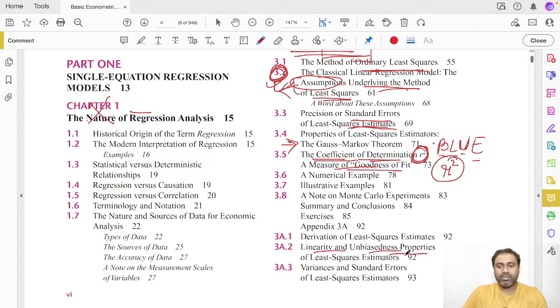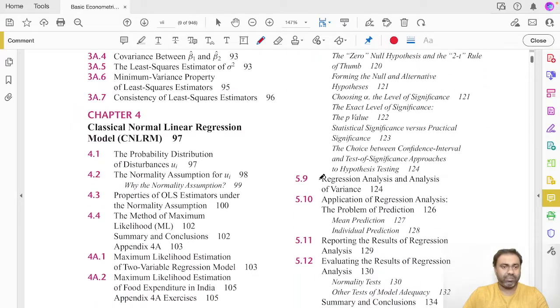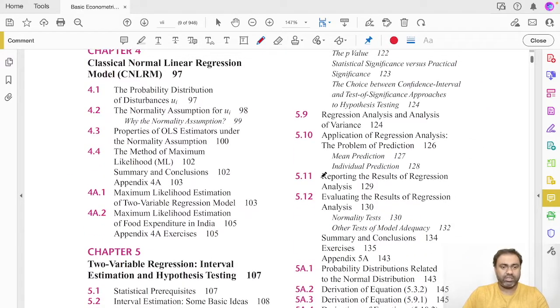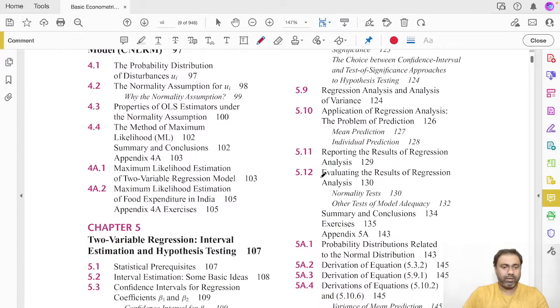Linearity and unbiasedness properties of least squares, variance and standard errors. What is the relationship? This you can look into in the appendix. Just go through it, you don't need to go deep into it. But if we talk about important topics, then 3.3 is important, 3.4 is important, 3.5 is very important. And then again, you may leave all these things. Now coming to the next chapter.